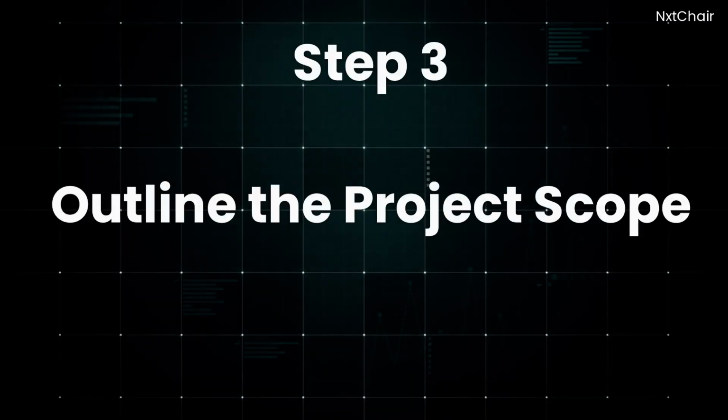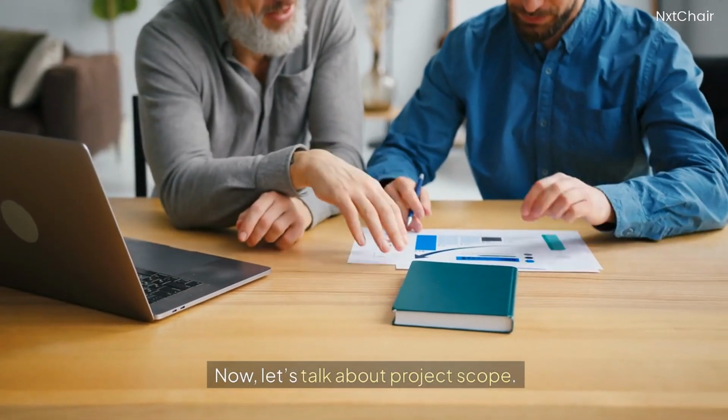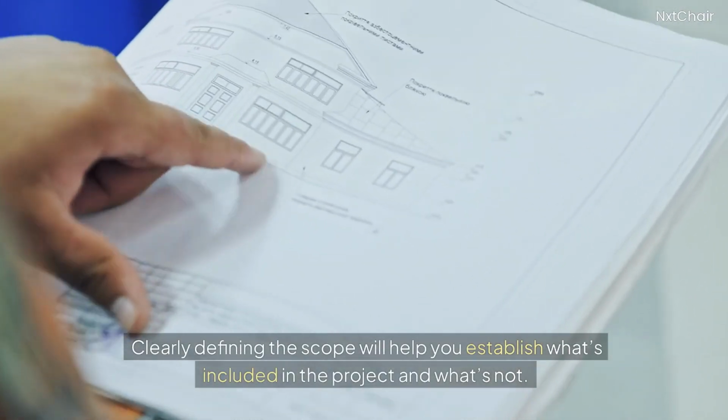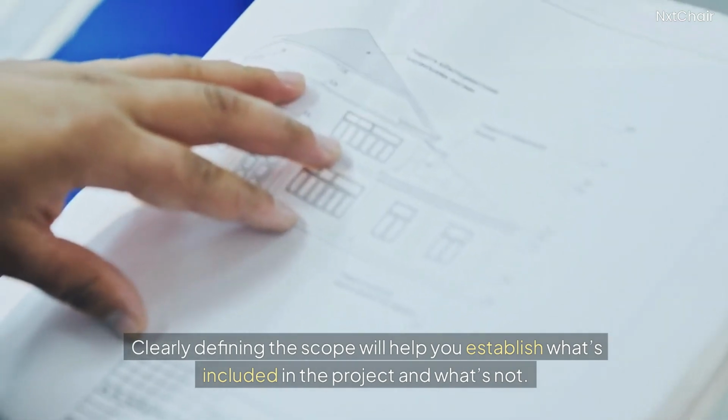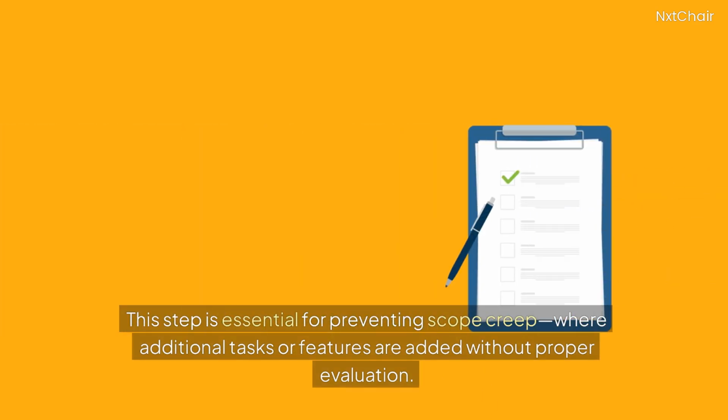Step 3. Outline the project scope. Now, let's talk about project scope. Clearly defining the scope will help you establish what's included in the project and what's not. This step is essential for preventing scope creep, where additional tasks or features are added without proper evaluation.